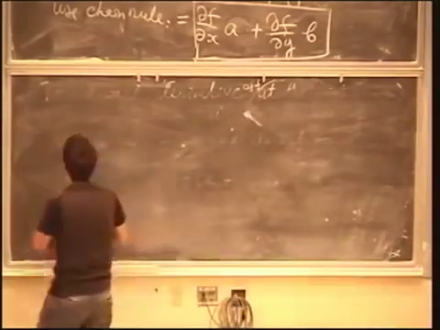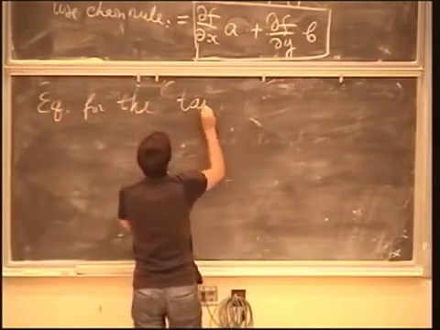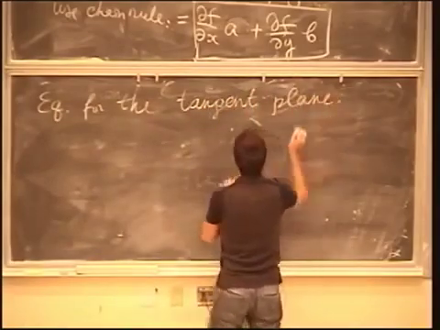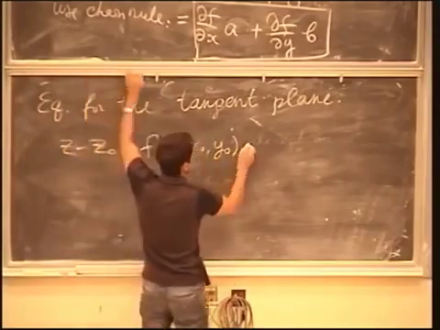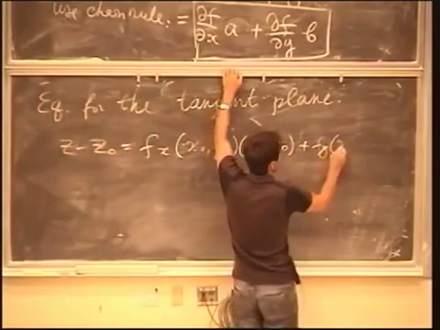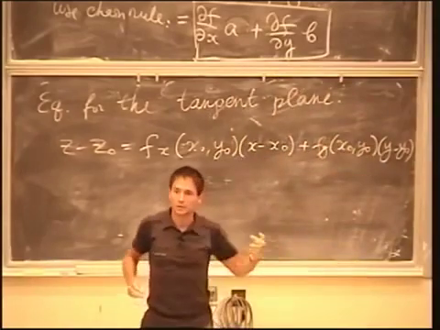Because let me remind you, the equation for the tangent plane is like this: z minus z0 is equal to f sub x of x0, y0 times x minus x0 plus f sub y. Right? That's the equation, which we have discussed many times.